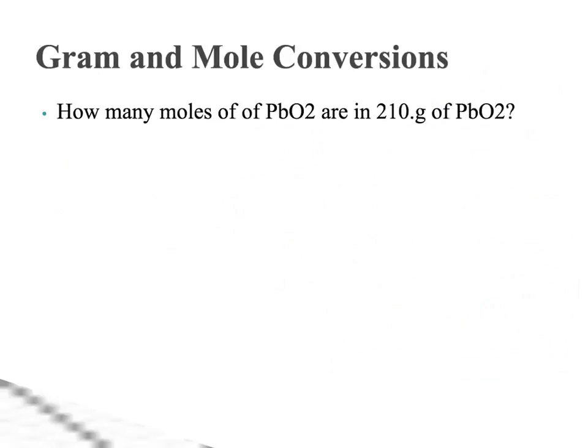All right, let's do this next one. Now, basically what I'm doing in this PowerPoint is I'm doing one of each kind of calculation so you have an example to follow. This time we want to go grams to moles. So it's asking us how many moles, so that's what we're going to be looking for, are in 210 grams of lead oxide. Now, that 2 is supposed to be little, but for some reason on this PowerPoint, it makes them big. So just going to have to deal with that.